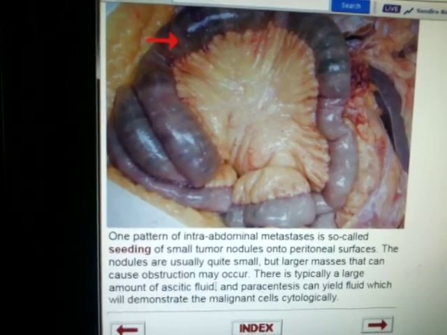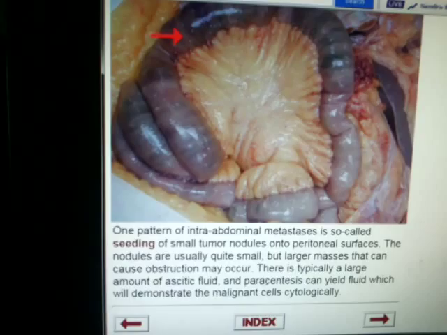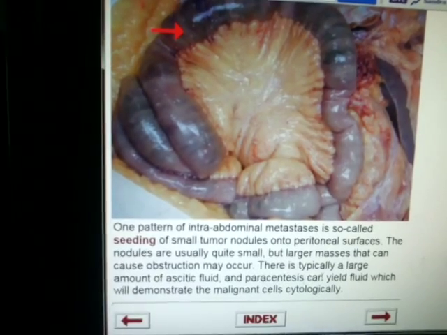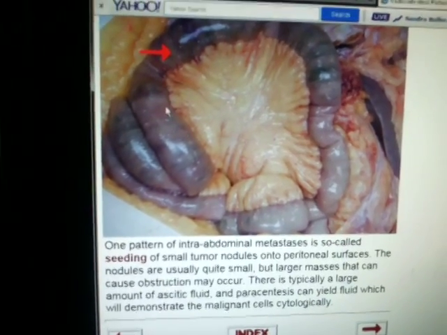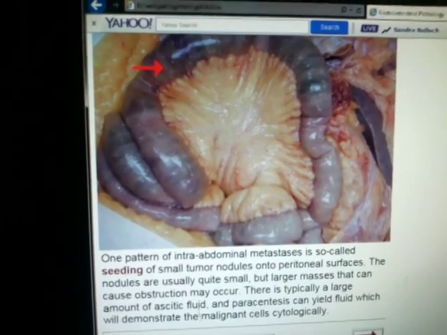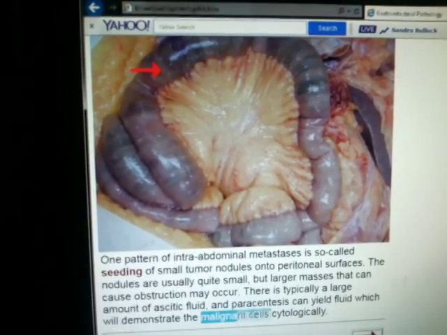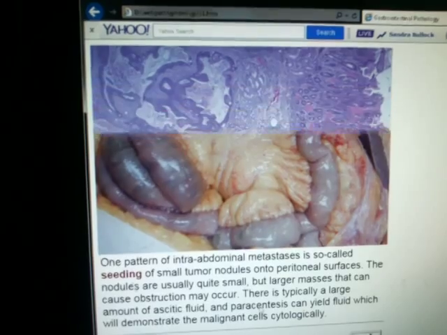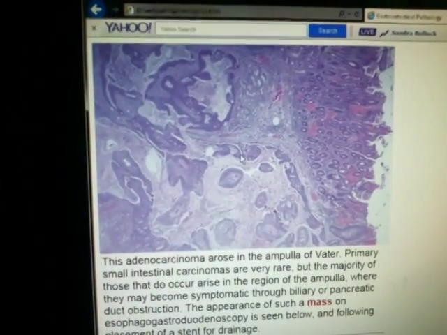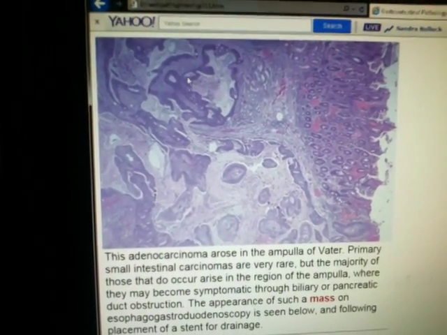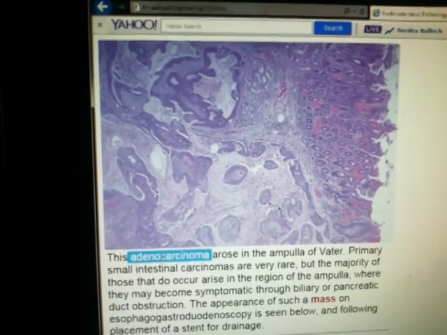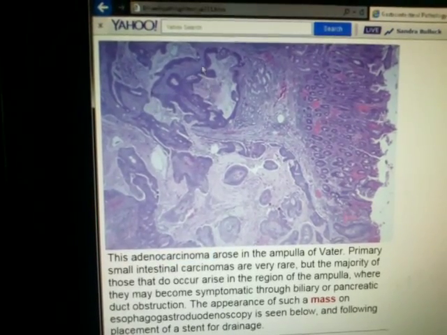This ascitic fluid can also be withdrawn by paracentesis, and then we can examine this fluid under the microscope and identify the malignant cells. This is the microscopic appearance of carcinoma. Here we have the adenocarcinoma. We call it adeno because the tumor is forming glands.